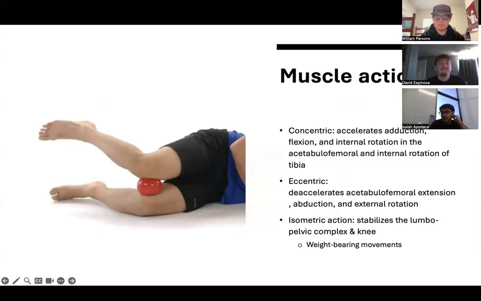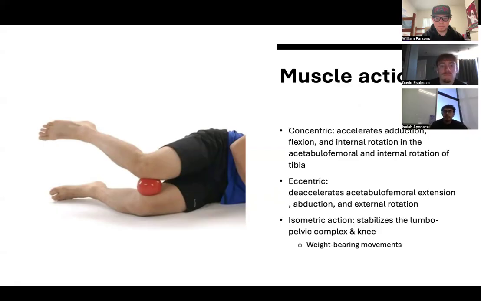As for the muscle actions of the gracilis, looking at the concentric movement, you're going to see an acceleration of adduction. So the legs will be moving towards the midline of the body. We also see flexion and internal rotation with the gracilis; that's what it assists with. This is all happening at the acetabular femoral articulation, so this is just the hip joint.